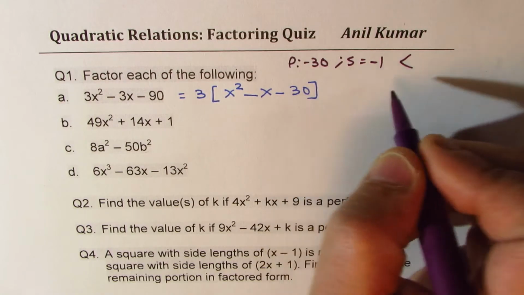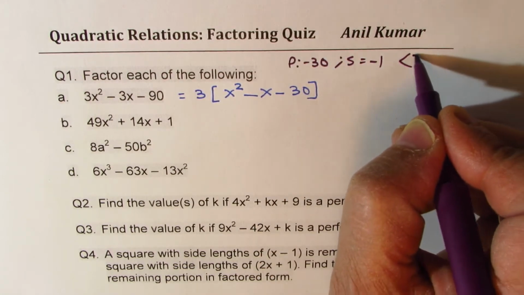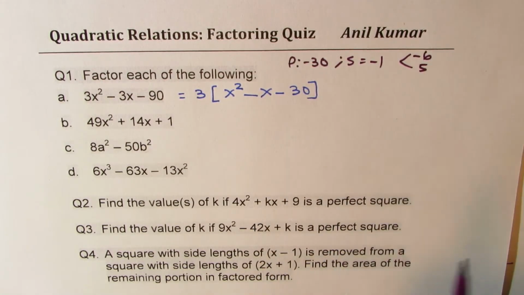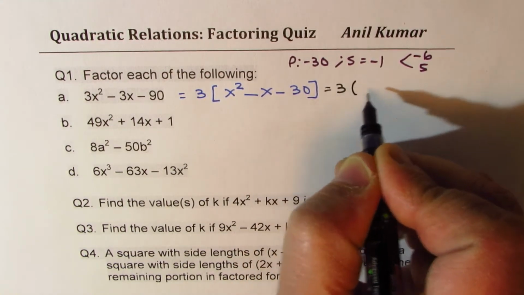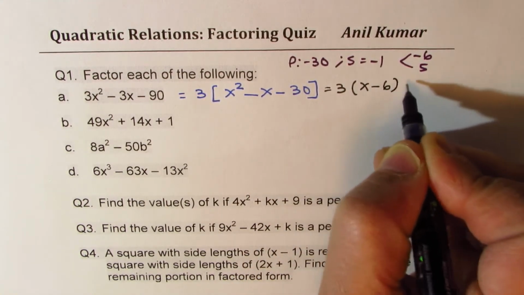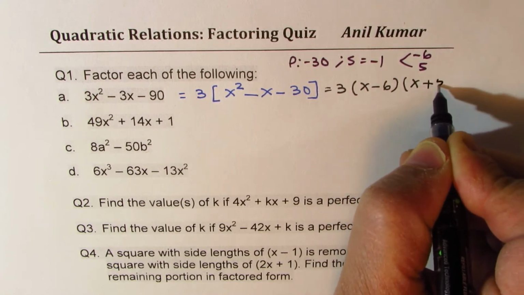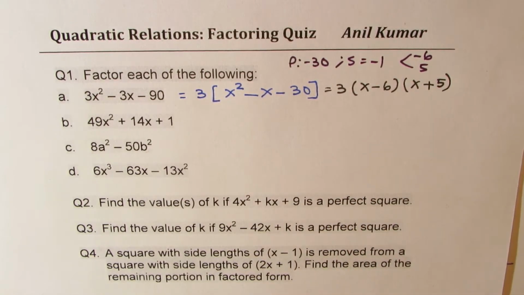The two numbers which can work out is minus 6 and 5. So the bigger number has to be negative, right? So using minus 6 and 5, we could write this as 3 times x minus 6 times x plus 5, correct? So that is how you could factor it.